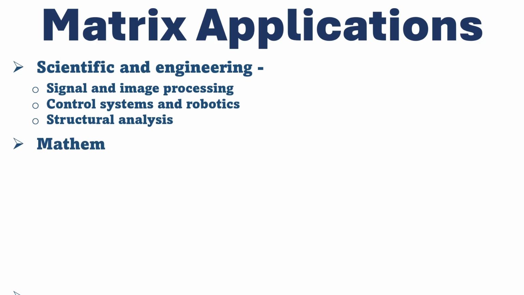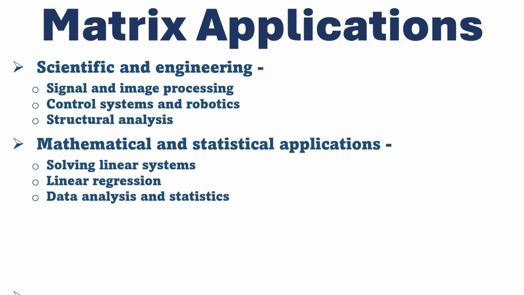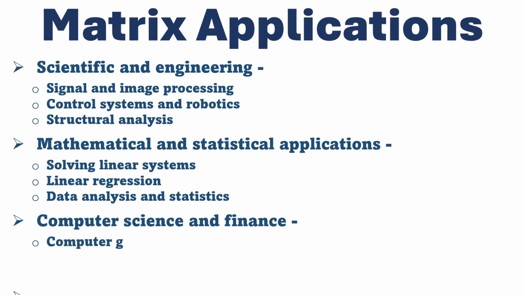The second biggest area is the mathematical and statistical operations, where solving linear systems, linear regression, and data analysis and statistics, where the matrices are used to represent the data sets with the rows for the observations and columns for the variables. And the last area is computer science and finance. So it starts with computer graphics, simulation and modeling, and in finance, matrices are used to model portfolio risk, calculate asset valuations, and perform other complex financial calculations.